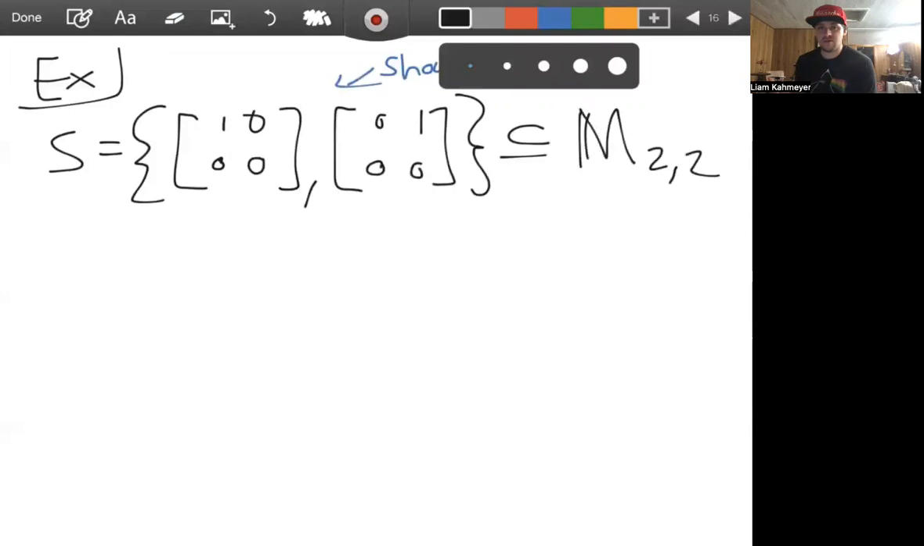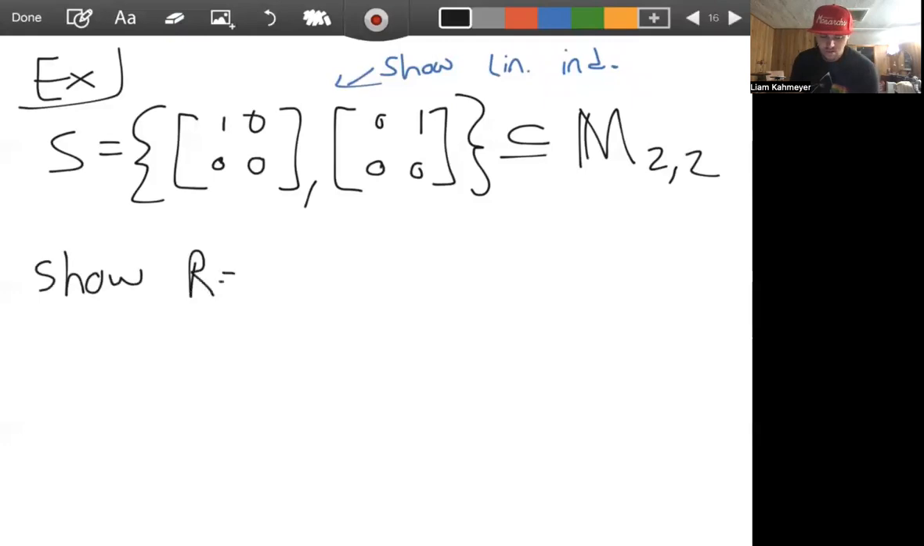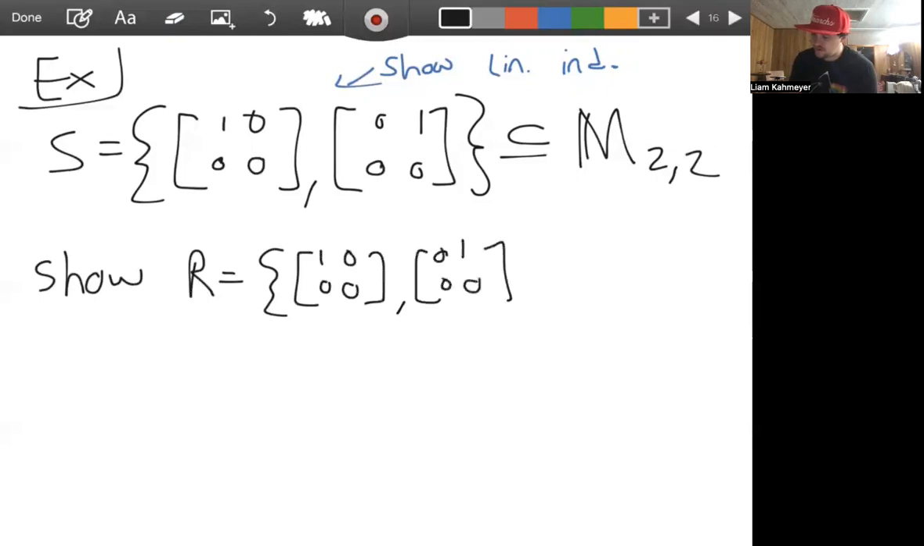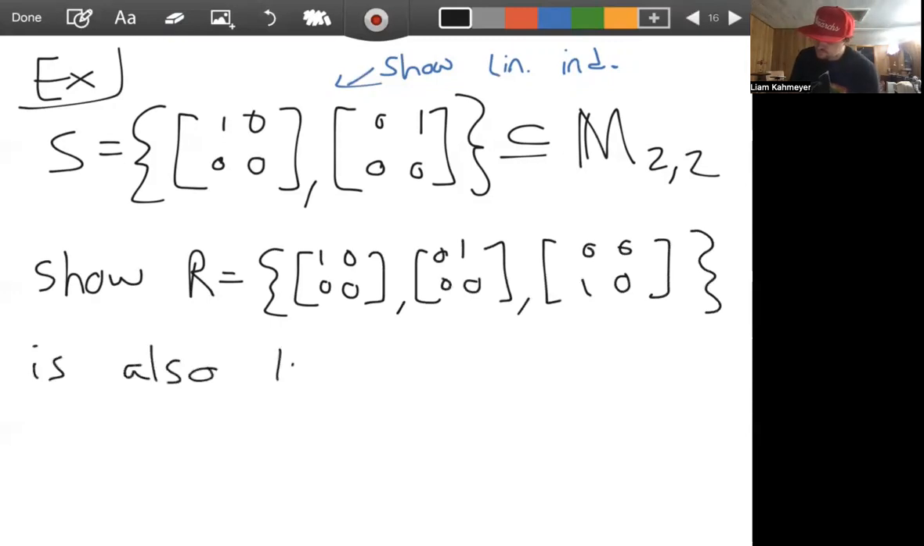And what we're going to do together, once you've shown that, is show that R, which is the following set: 1, 0, 0, 0, 0, 1, 0, 0, and also 0, 0, 1, 0, is also linearly independent. Okay. Basically, what is this doing? We haven't got to the discussion of a basis yet in a general vector space, but this is extending a basis, is really what this is doing here.